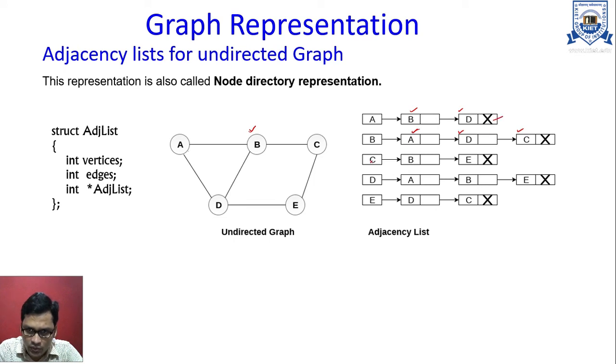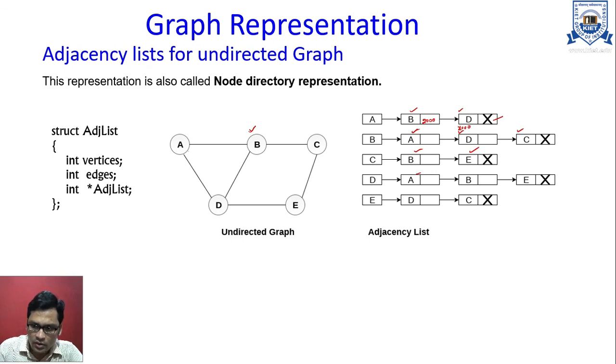Now C, what about C? C is connected with B and E. So that's why C is linked with B and E. Suppose this is the address 1000, 2000, so this 2000 will be linked with this node, right? Now come to D. D is connected with A, B, E, so that's why A, B, E are linked with the D node. And E is connected with D and C. Simple. This is the adjacency list of this undirected graph, and this is the structured node of this adjacency list: vertex, edge, and pointer adjacency. This is self-referential, right? Okay.